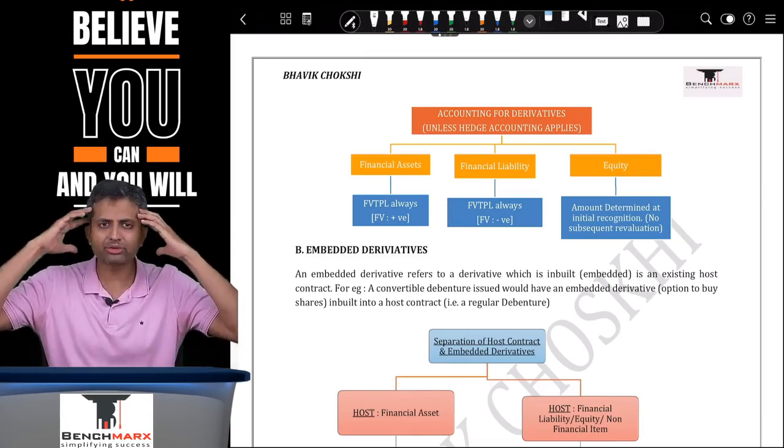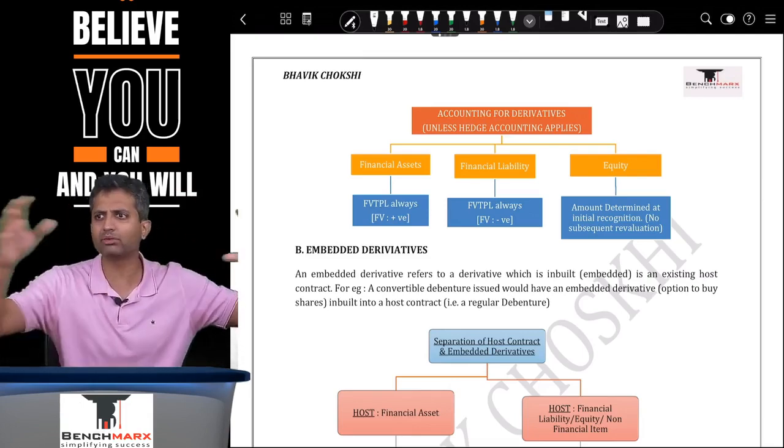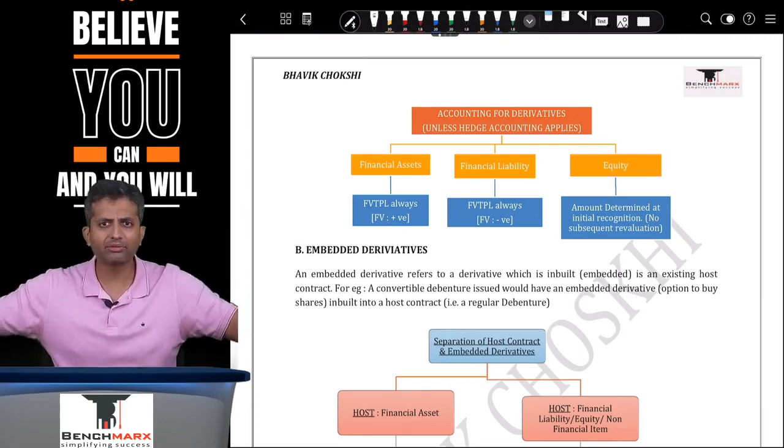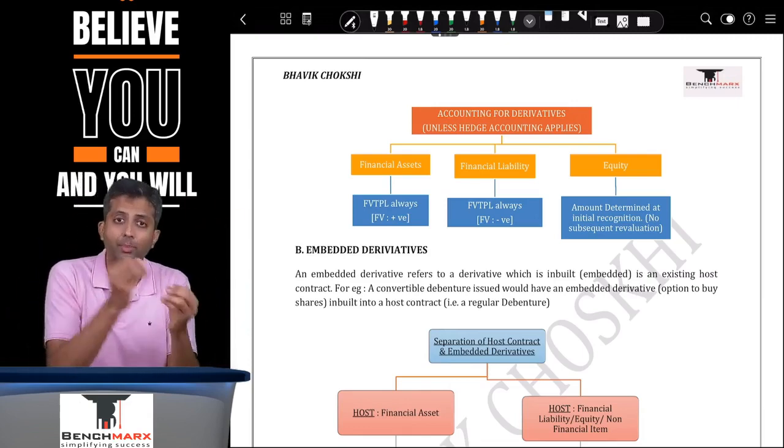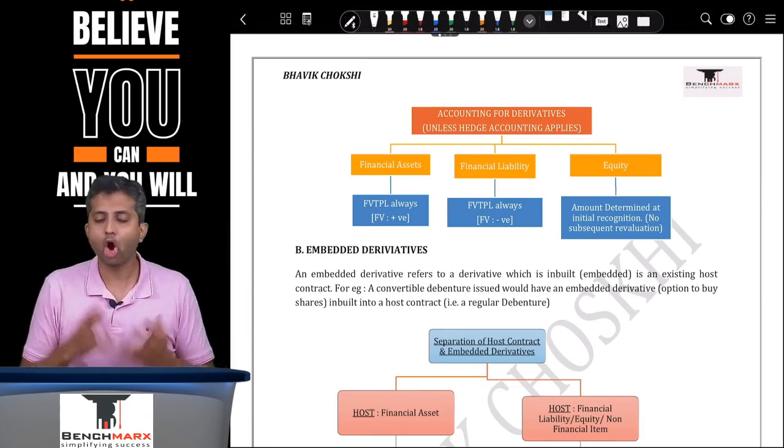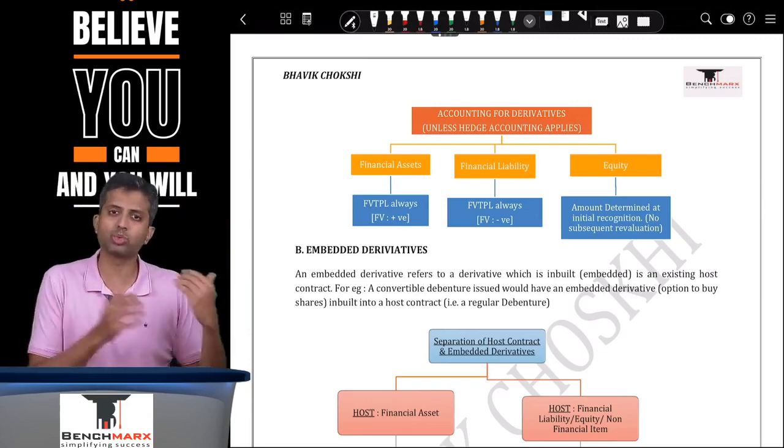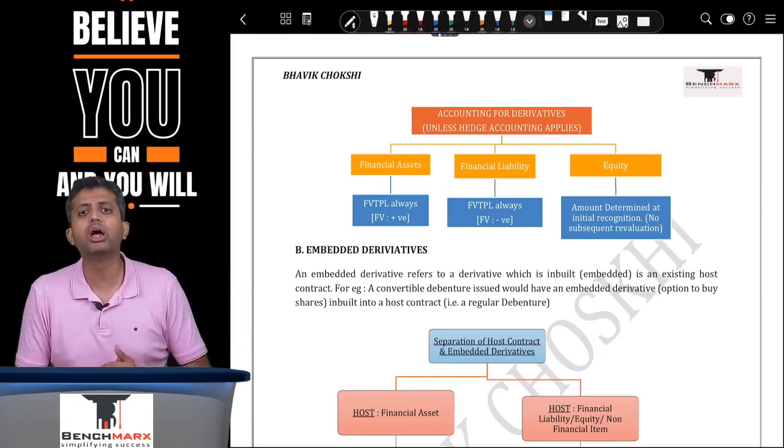At this stage a lot of students get confused. Sir, is embedded derivative and compound financial instrument different? Are they one and the same? The answer is yes. Compound financial instrument is one of the examples of embedded derivatives. It is not different, it is just one of the examples for embedded derivatives.